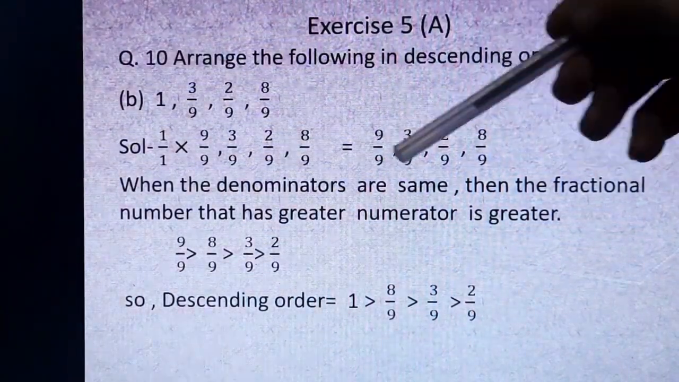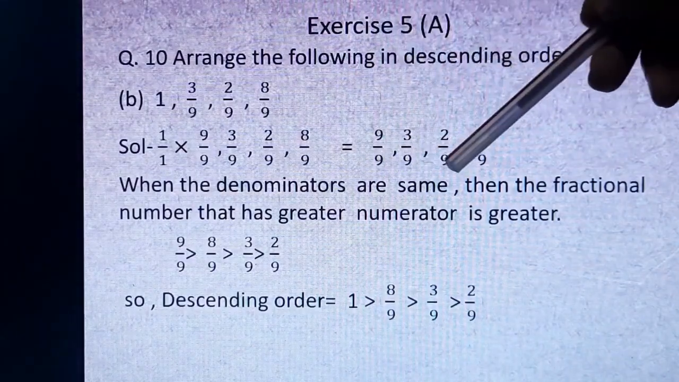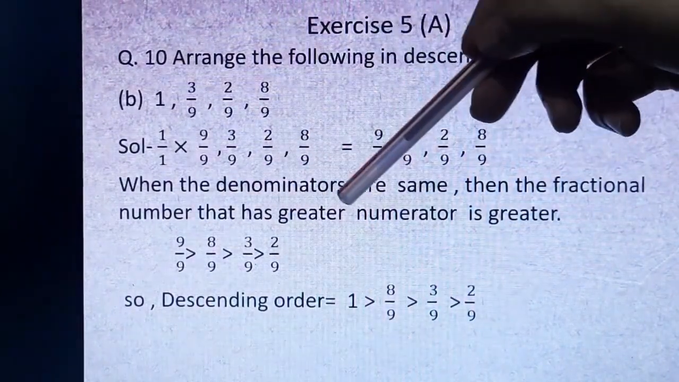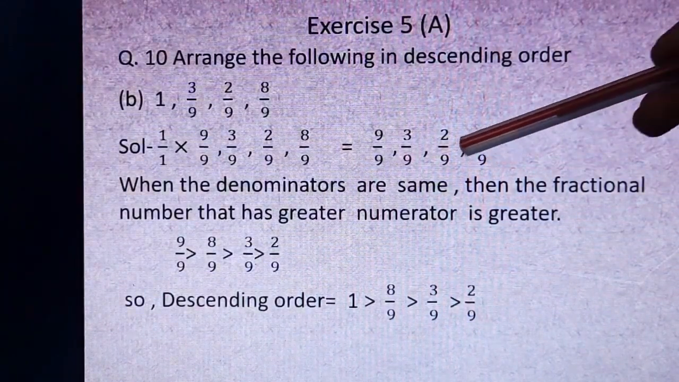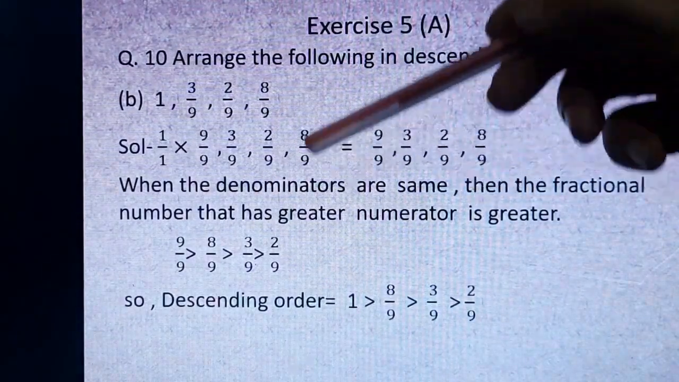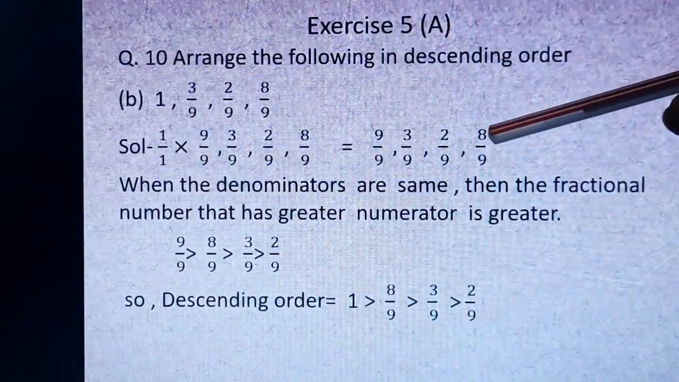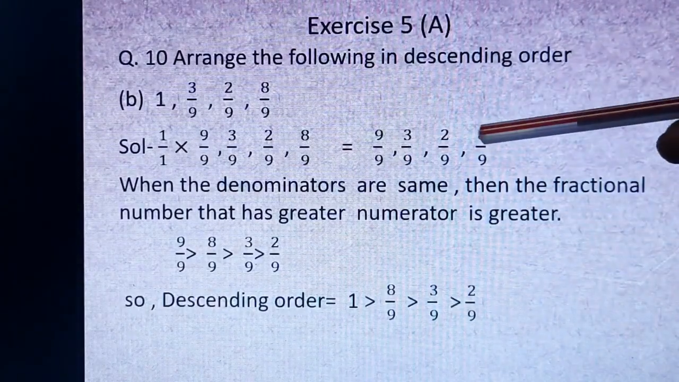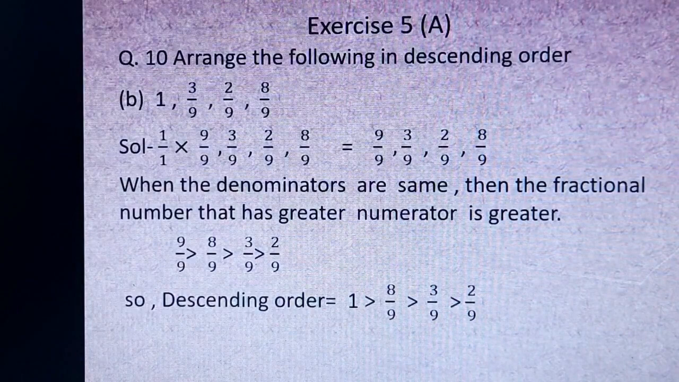Now see, denominators are same. Now we have to check the numerators of the fractional numbers. When the denominators are same, then the fractional number that has greater numerator is greater. Understood? So we have to arrange in descending order. Decreasing order means bigger to smaller. So the bigger one is 9 upon 9. After that next will be 8 upon 9. Next will be 3 upon 9. And the last will be 2 upon 9.